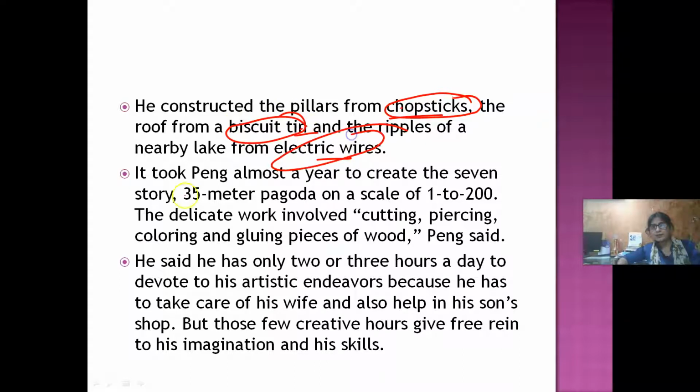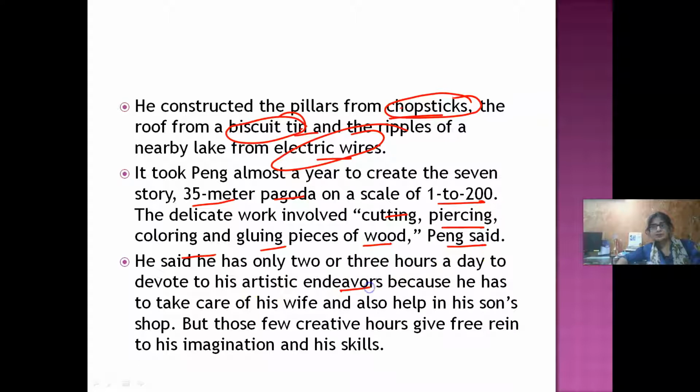It took Peng almost a year to create a 7-story, 35-meter pagoda on a scale of 1 to 200. The delicate work involved cutting, piercing, coloring, gluing pieces of wood, Peng said. He said he has only 2 or 3 hours a day to devote to his artistic endeavors.